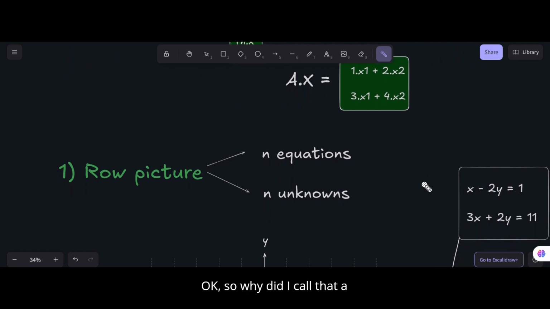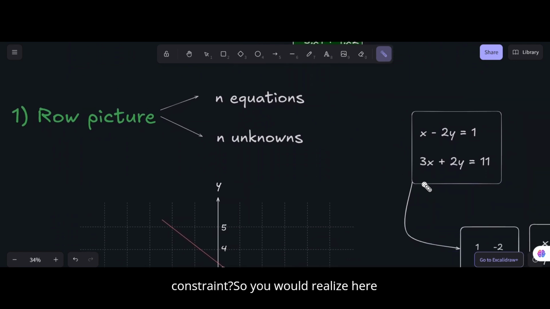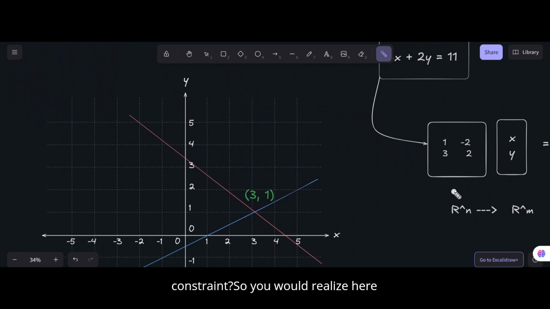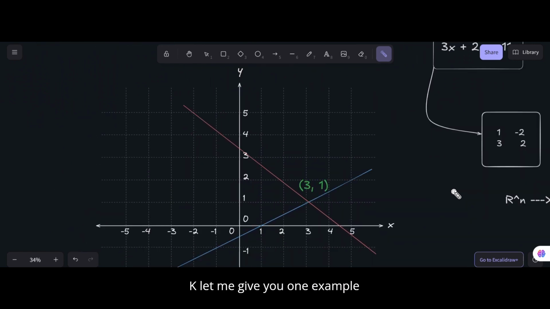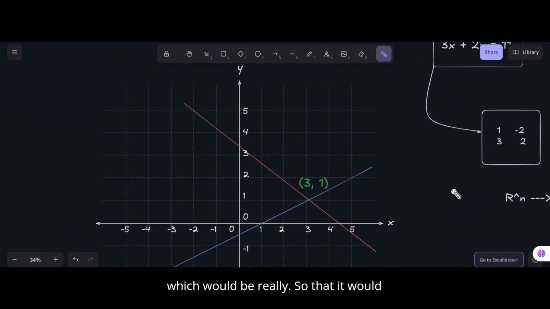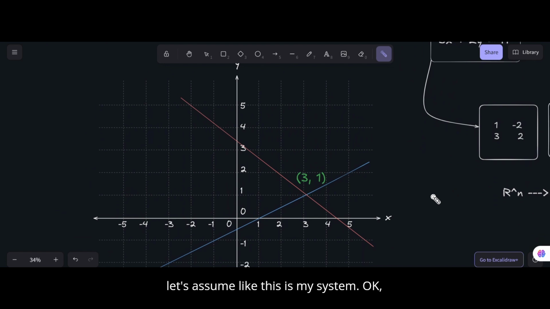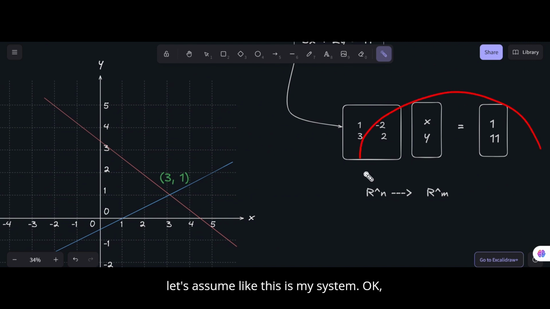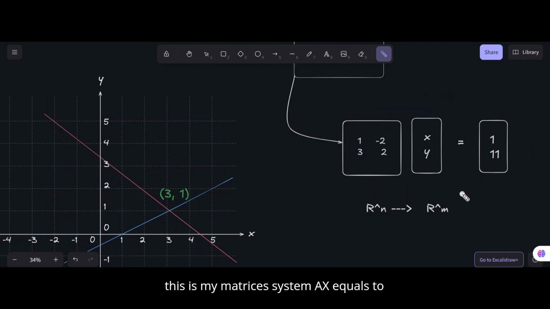Okay, so why did I call that a constraint? So you would realize here, let me give you one example so that it would be easy for you to understand. Okay, so let's assume this is my system. This is my matrices system, Ax = b.